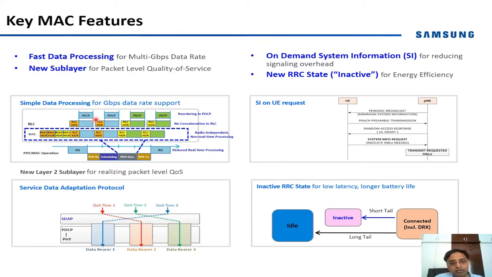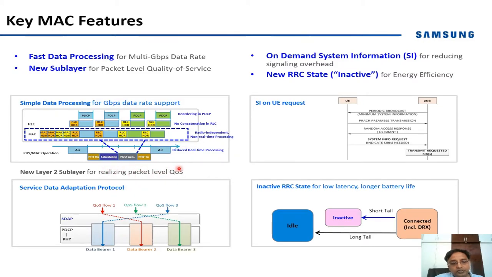We already want a 20x improvement in terms of multi-gigabit per second data rate. So all of that translates to simplified data processing and faster data processing, and try to keep it non-real time, keep the packets already in the queue in the physical layer, and the moment there is a packet to be sent out, just add the headers and send it out over the air, right? So that's one of the most important things that was done.